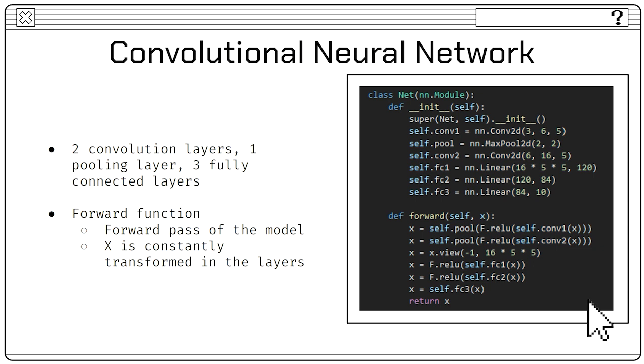The forward method is a required method for the PyTorch module, and it defines how the network should perform a forward pass from the input to compute the output. The input tensor X is constantly transformed while moving through the layers.